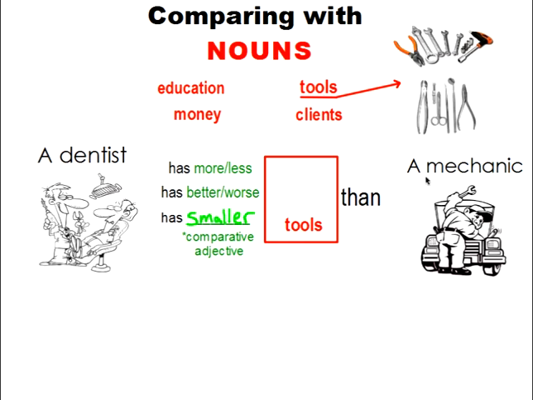So again, using nouns, okay, for example, tools, I can talk about the quantity of tools, more or less tools than. I can talk about the condition or the quality of the tools, better and worse tools than. Or I can use another type of comparative adjective, for example, smaller tools than. And I'm using those to compare with my nouns. Good.